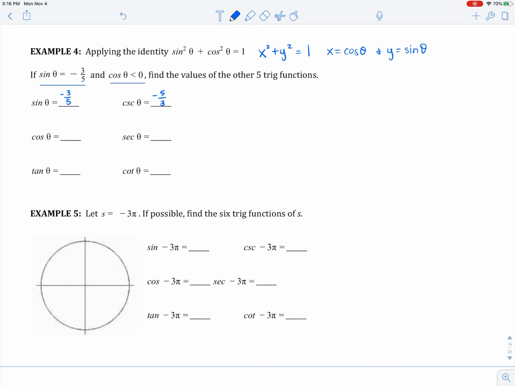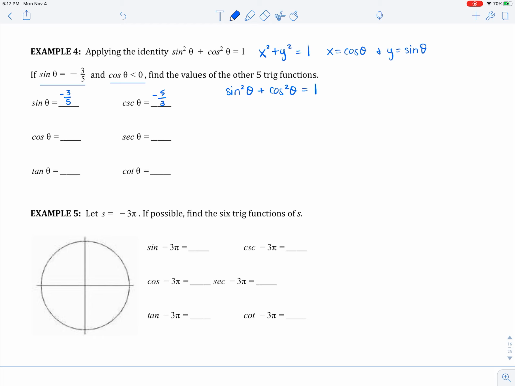So we're going to use this identity, sine squared theta plus cosine squared theta equals 1 to solve this problem. But you could also draw a picture like we did in example 3. You have 2 of the 3 sides. So what you would need to do is figure out which quadrant theta is in. Make sure to label the sides properly, and then find the missing side. Once you have all 3 sides, you can find the other 4 ratios.